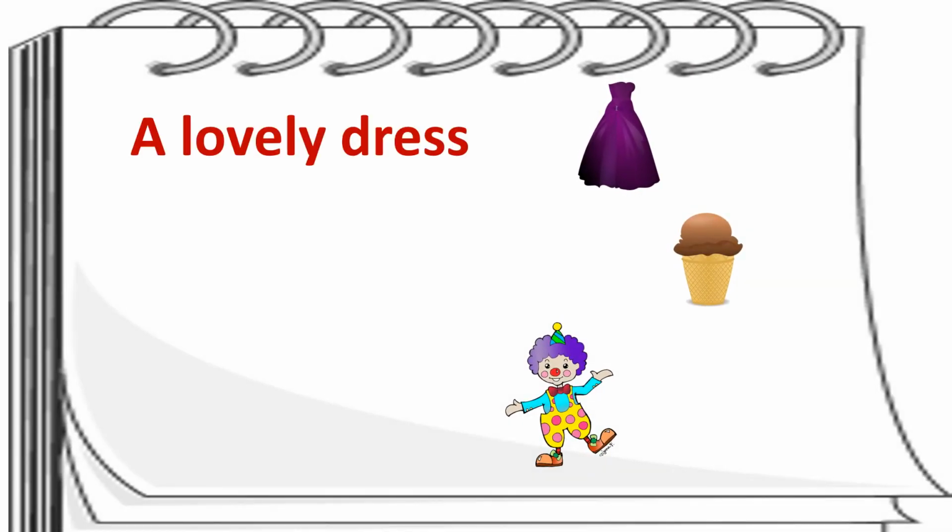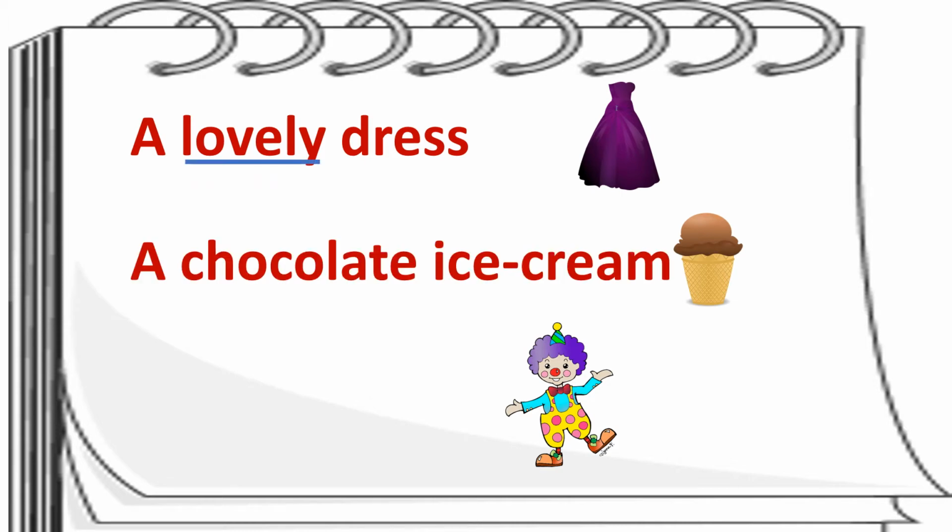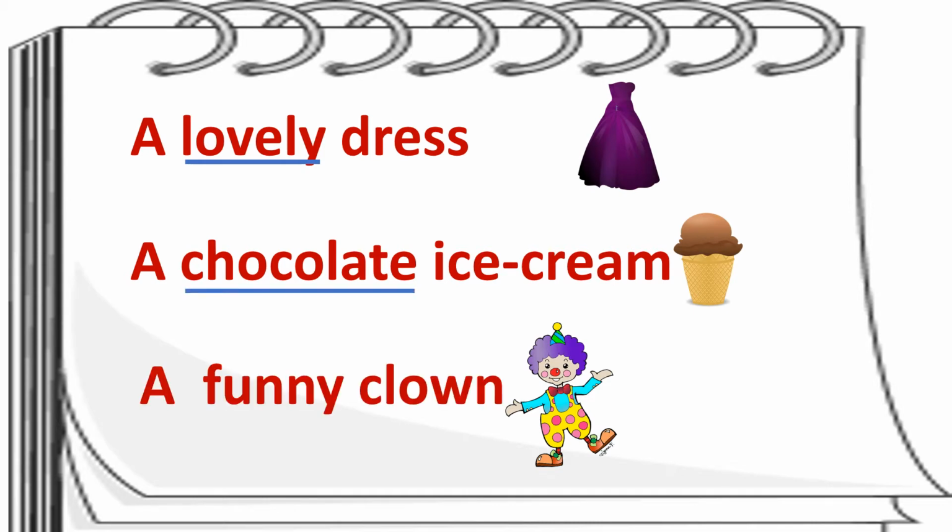For example, we have a lovely dress. The adjective is lovely. A chocolate ice cream. The adjective, chocolate. A funny clown. The adjective, funny.